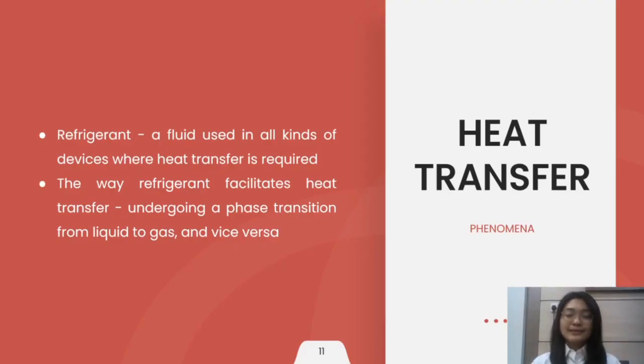The phenomenon that happens in a dehumidifier is heat transfer. The key part of how every dehumidifier works is the refrigerant, which is a fluid used in all kinds of devices where heat transfer is required. The way refrigerant facilitates heat transfer is by undergoing a phase transition from liquid to gas and vice versa.